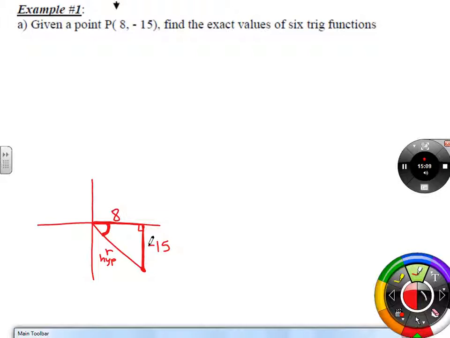Okay? Now, we don't know the radius or the hypotenuse, but can we figure it out? Yeah, how can we figure it out? Pythagorean theorem. Okay. Does anybody recognize these side lengths? No? Okay, do Pythagorean theorem real quick and tell me what you get. What's that? Not 12.